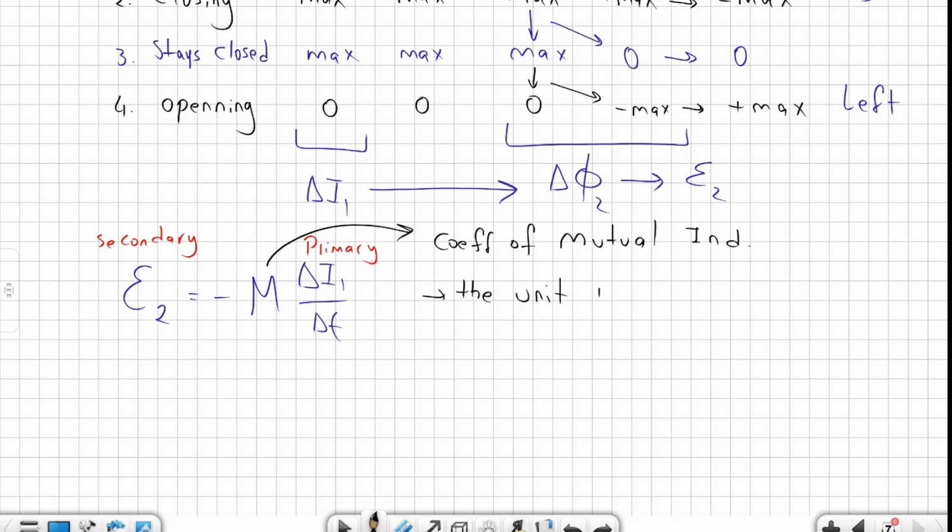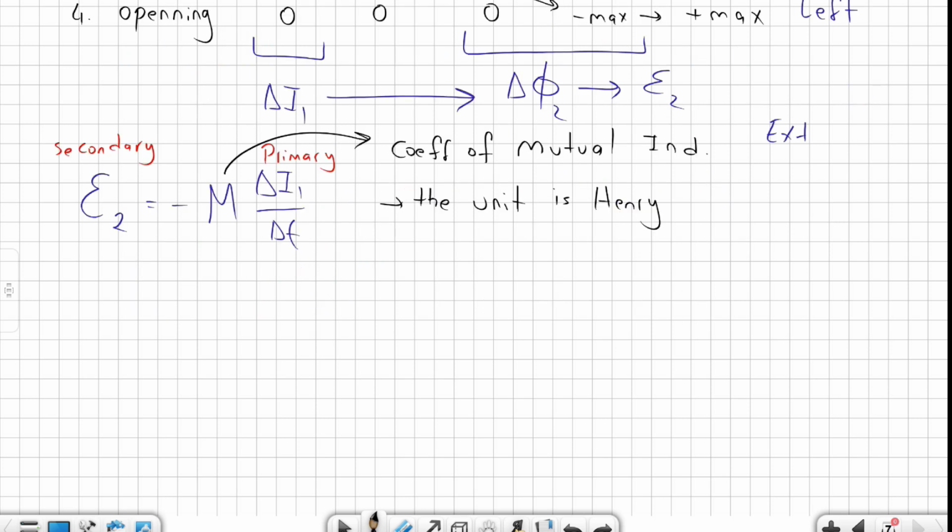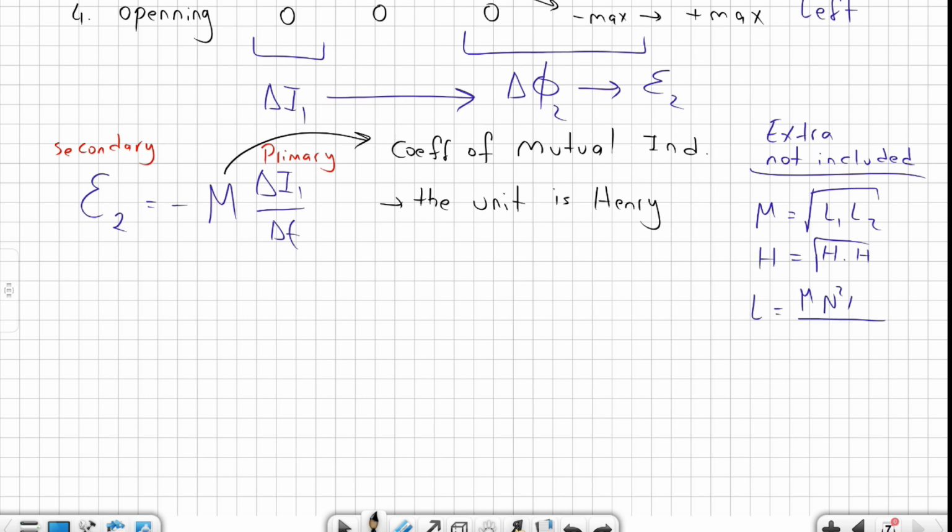We can say that the unit is Henry. Why is the unit Henry? There is a relation which we don't need, it is extra and it is not included: M is equal to the square root of L1 times L2. L1 is the coefficient of self-induction of the primary, L2 is the coefficient of self-induction of the secondary coil. Each one has a unit of Henry, so Henry times Henry in a square root. The result will be Henry, and each L is equal to mu n square area over L, or 2R. L is for the solenoid and 2R is for a coil.